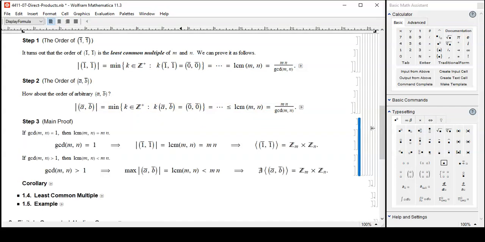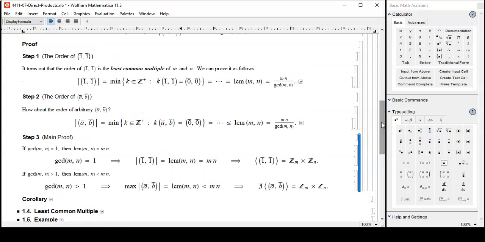So here's the main proof. GCD is 1, that is, if we have relatively prime, LCM is M times N. The denominator is 1 there. Therefore, the order of (1, 1) is MN. So (1, 1) generates everything. So this group here is a cyclic group, consequently isomorphic to Z_MN.